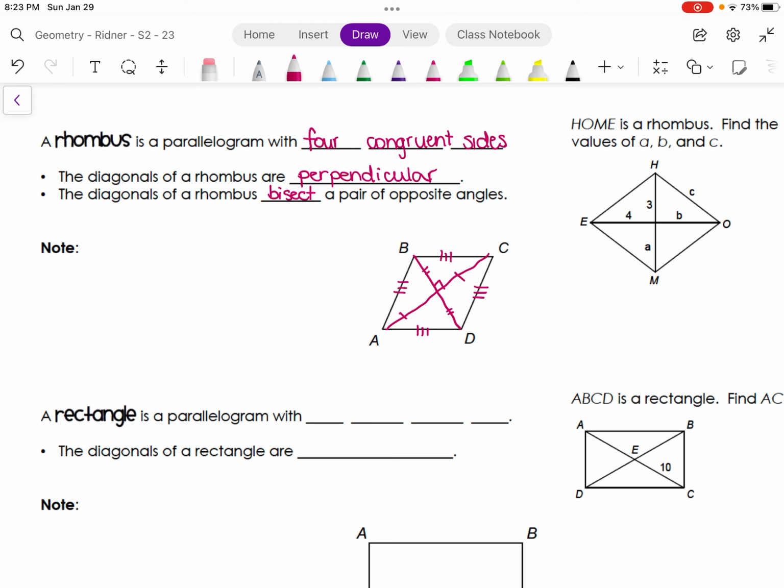Also note that the diagonals make 4 congruent triangles. Okay.